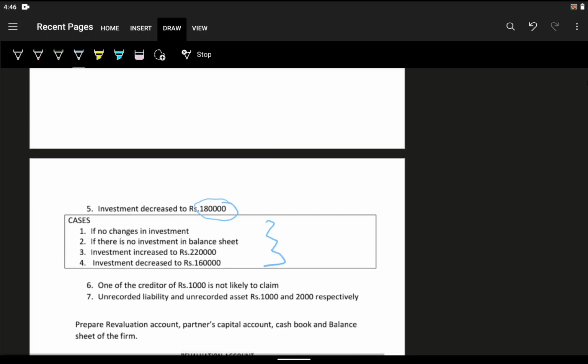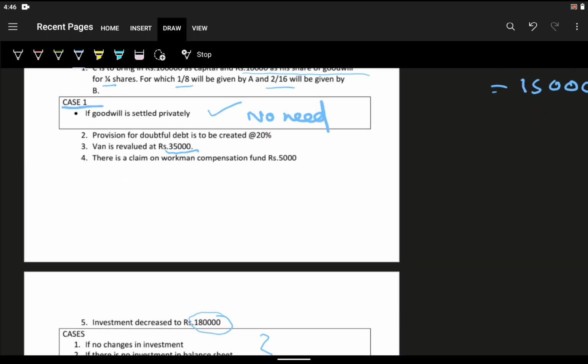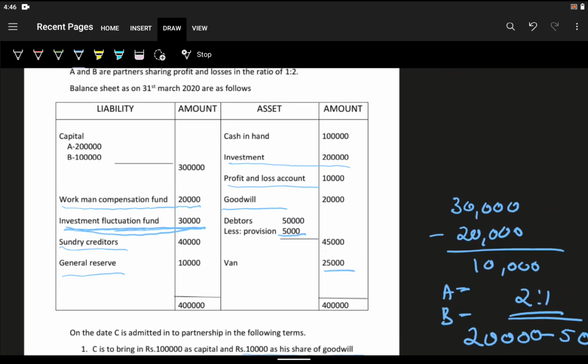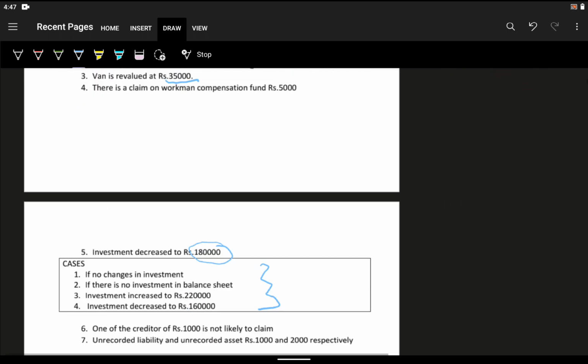Decrease of investment. Now there are another possible 4 cases. If there are no changes in investment, that means there is no adjustment for investment, and there is an investment and an investment fluctuation fund, you can treat it normally. That means the complete investment fluctuation fund 30,000 you can distribute to all the partners in their profit sharing ratio. If there is no fluctuation, this is the first case.